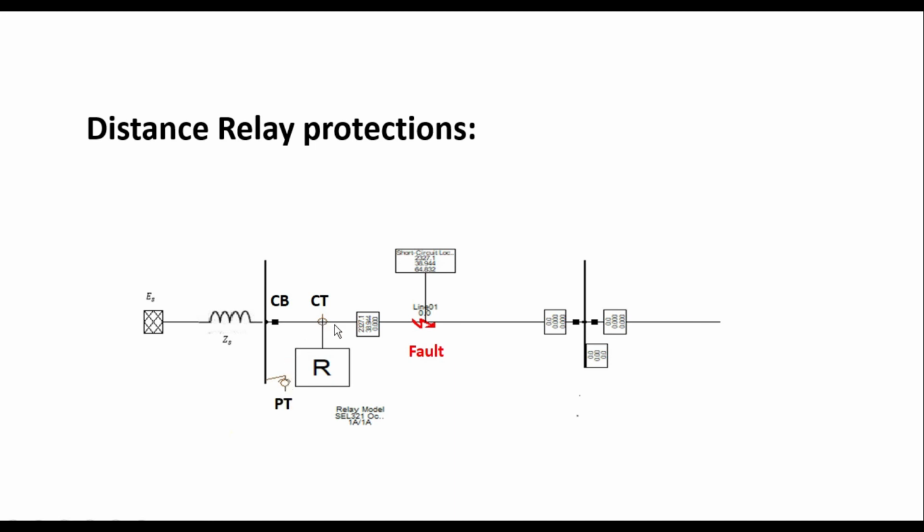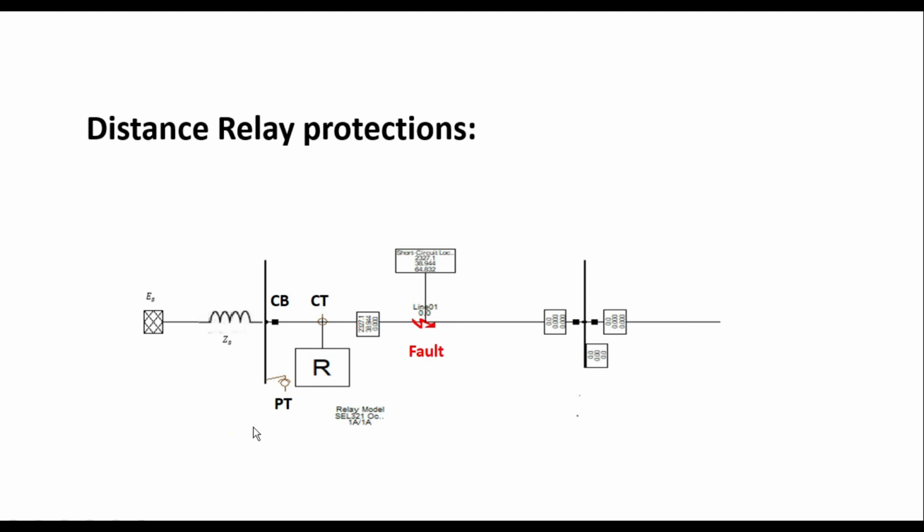Note that the impedance measured by the distance relay is different for line-to-line fault, line-to-ground fault, and double line-to-ground fault. Therefore, the distance relays are made separately for each different type of fault. So, for an actual network system, for one relay, there are 6 relays. 3 relays are for phase fault detection, and 3 of them for ground fault detection. And we will see that in the relay settings in the second part of this video.